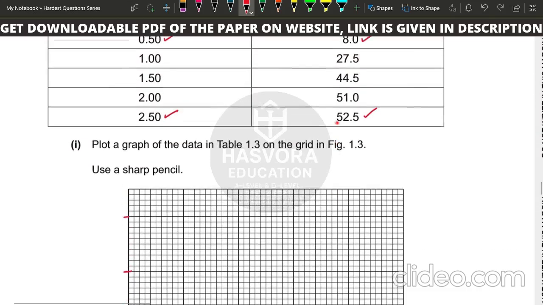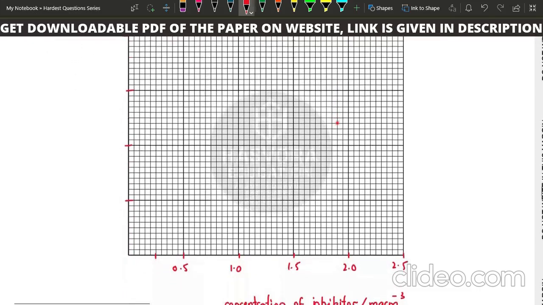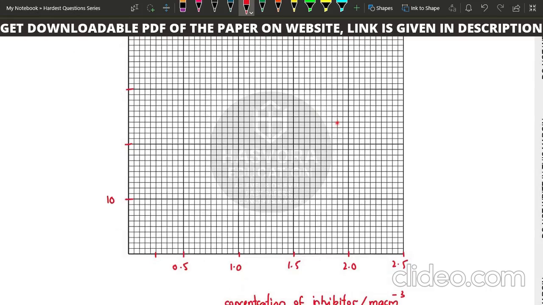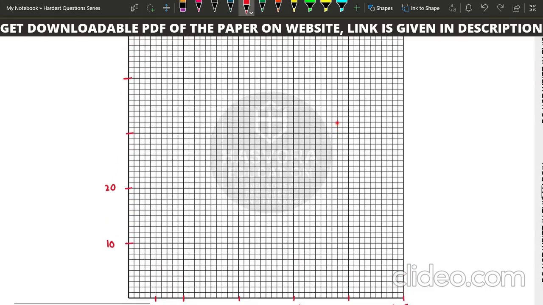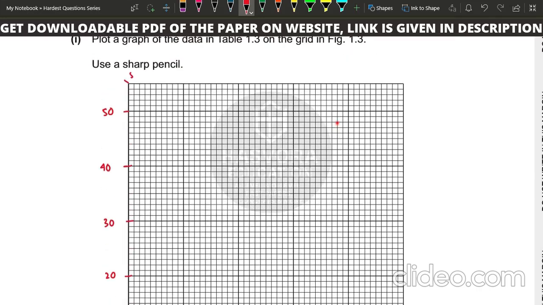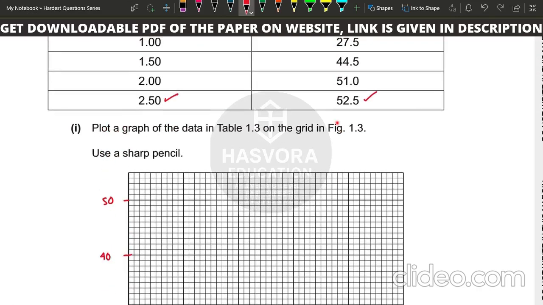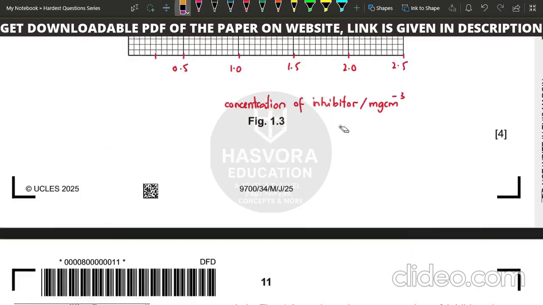If you divide 52.5 by 5.5, you can just equally divide it by 10. So it will be 10, 20, 30, 40, and this will be 50, and this will be 55. We don't write the 55 because we are taking the calibrations with a distance of 10. So 52.5 will be at about this point. Now always, always read the second question.